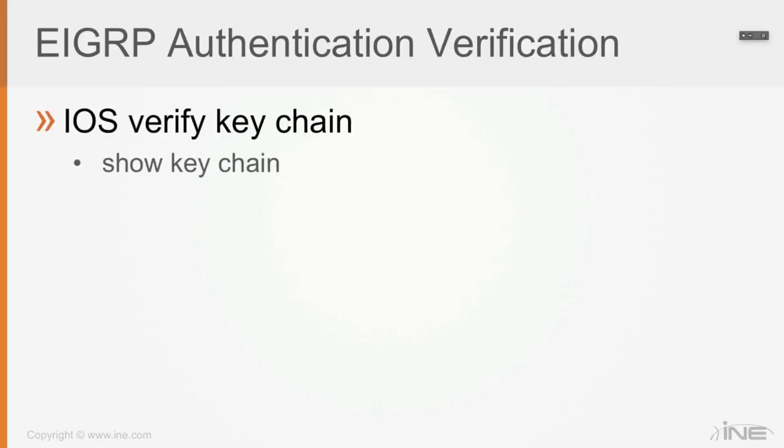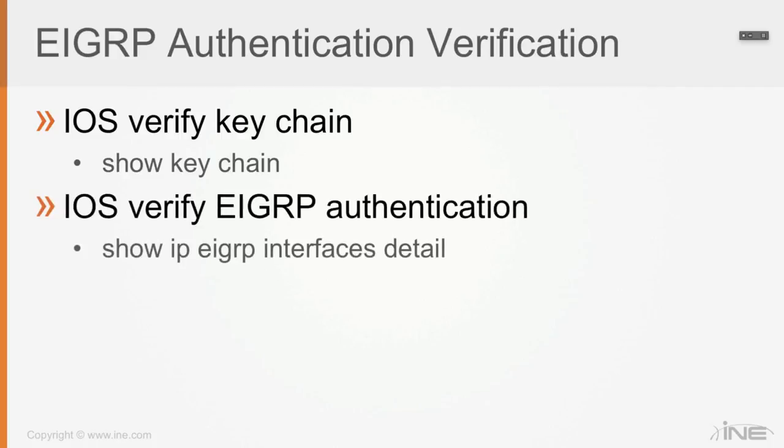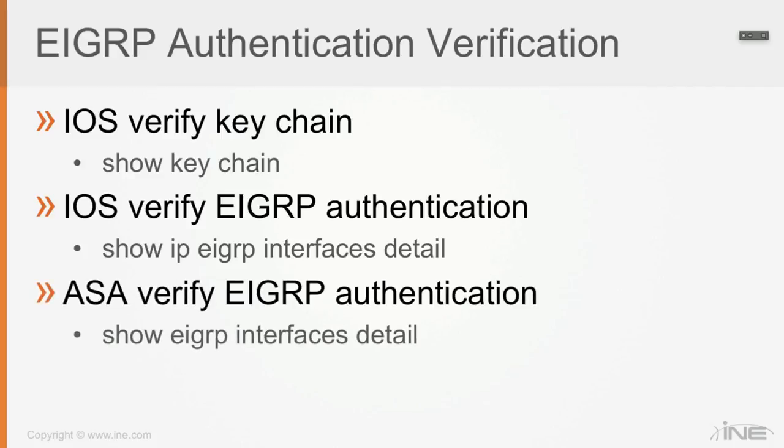Now verification. On the IOS you verify the keychain with show key chain. You verify EIGRP authentication with show ip eigrp interfaces detail if you speak about IPv4 EIGRP. And on the ASA it's going to be show eigrp interfaces detail to verify if authentication is enabled or not.